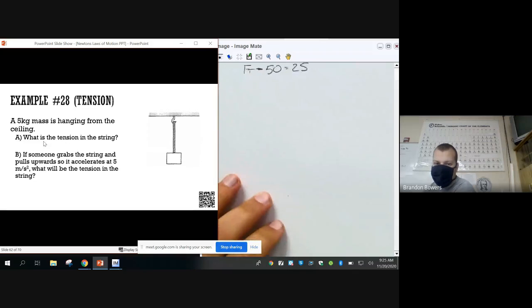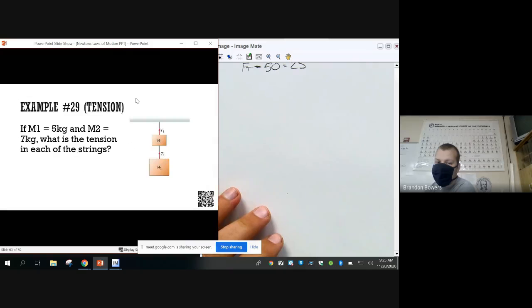All right, let's try another one. Uh-oh. Double. We're hitting the double.